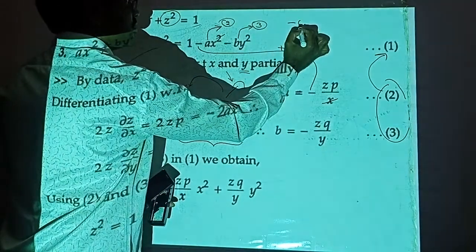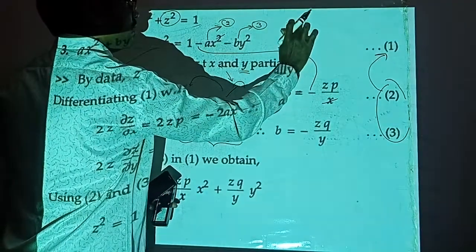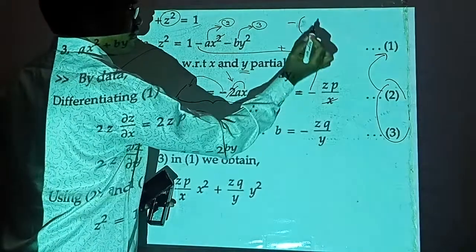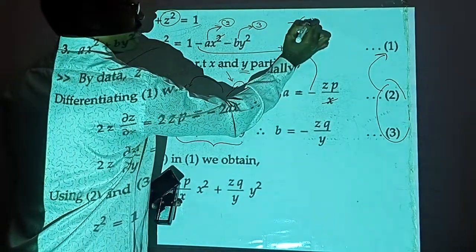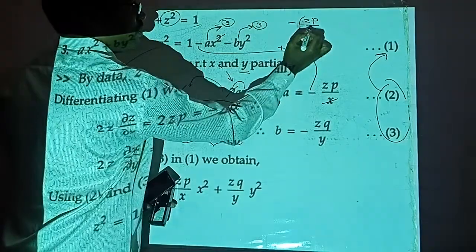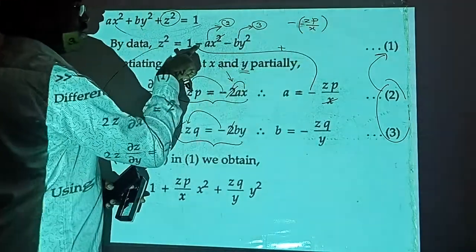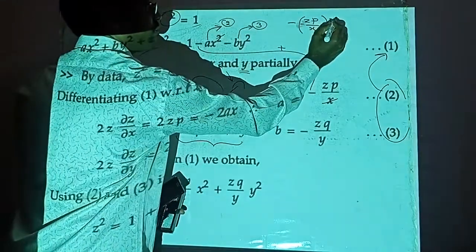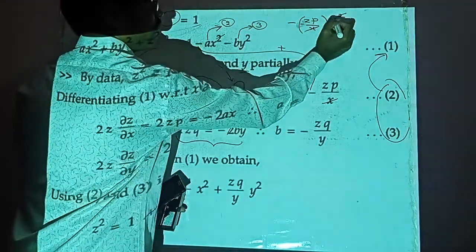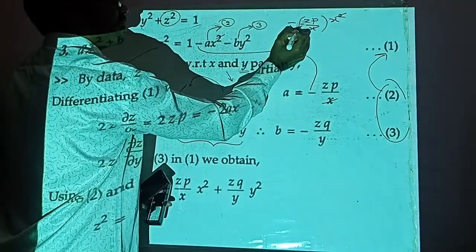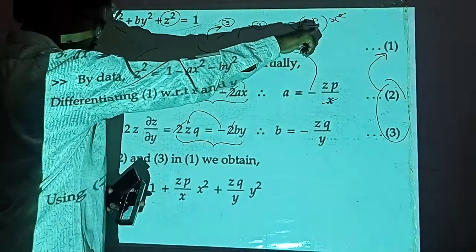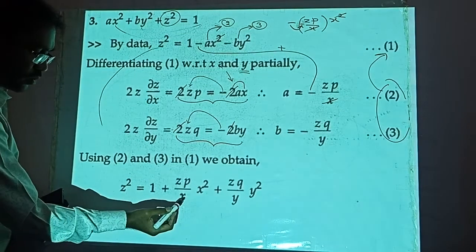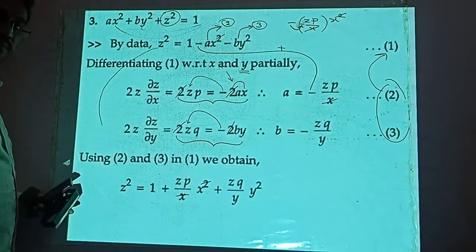This is minus a, right? Minus a. In the place of a, what we need to put? Minus of zp divided by x. So this is minus a x square. 1x will get cancelled, and minus plus. So what you get? You get zpx in the next step. So we have put 1x and 1x will get cancelled.